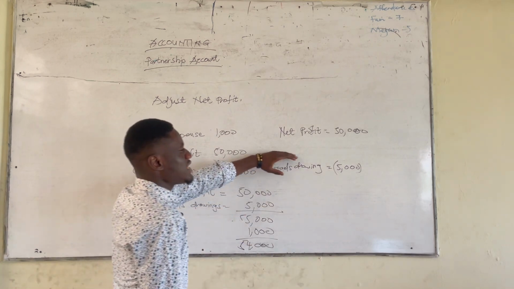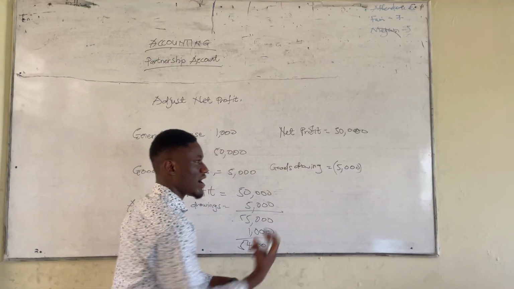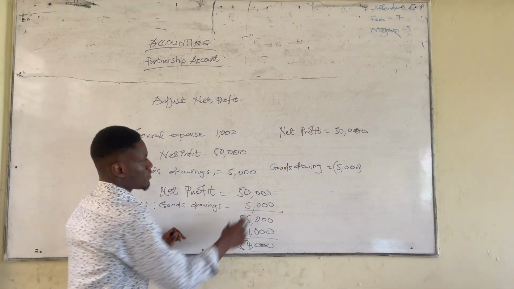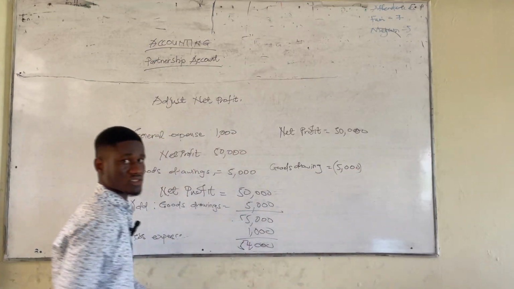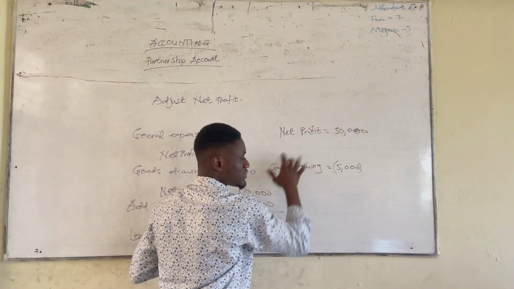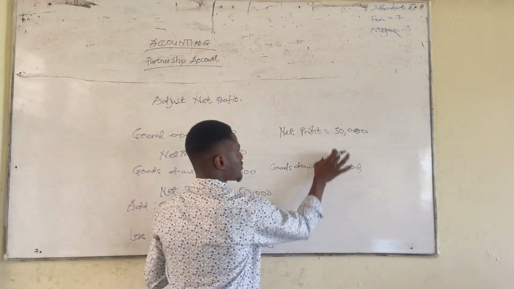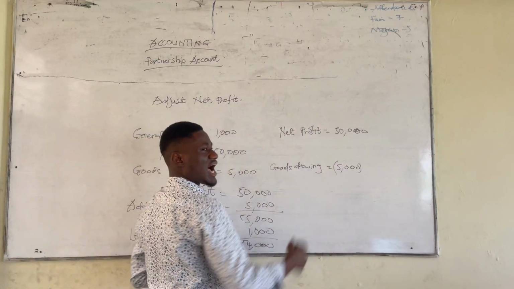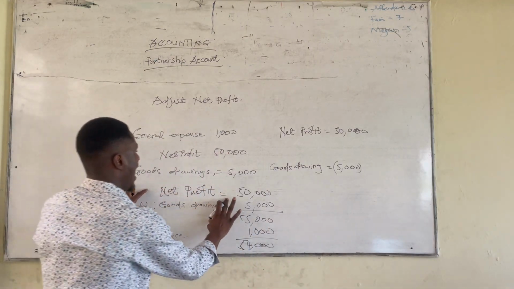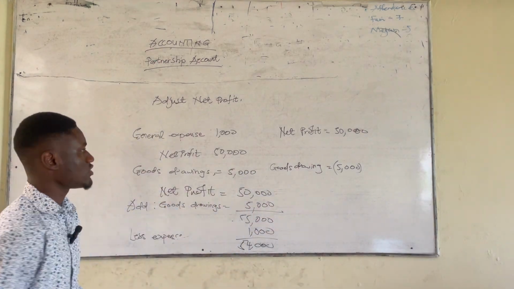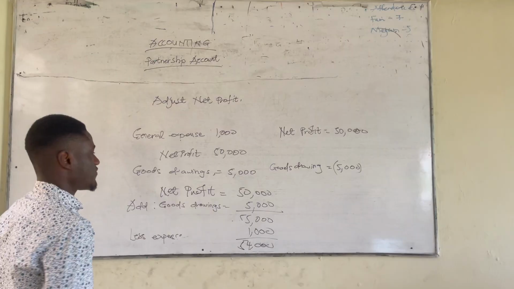Do you get it? So if mathematically we are purchasing 5,000, and we've removed 50,000 from those purchases. If the purchases will decrease our net profit, that means if we are subtracting from the purchases, it should increase our net profit. Do you get it? So what we are going to do is we are going to add the drawings to the net profit. Good. So this is how to go about adjustment of net profit.